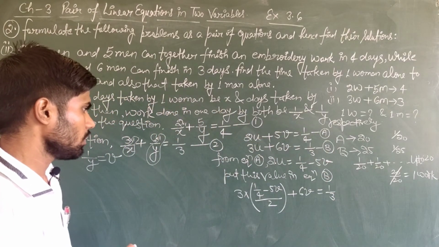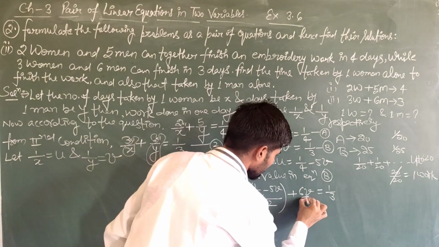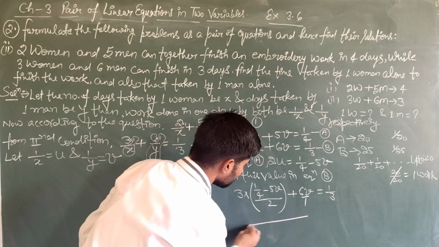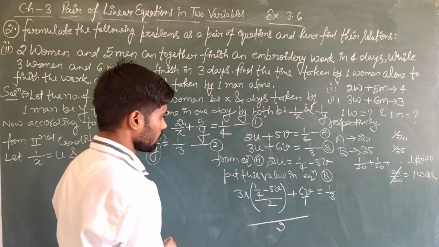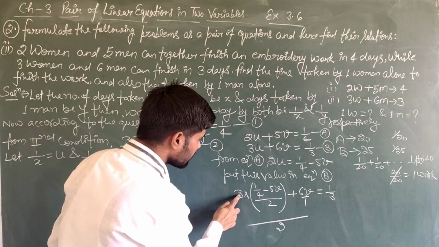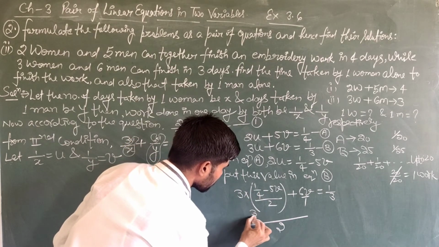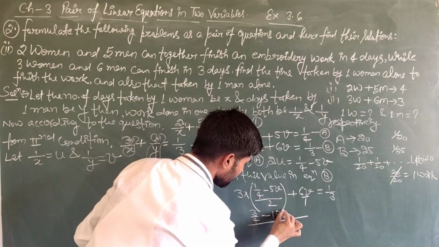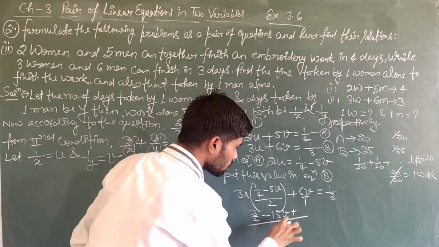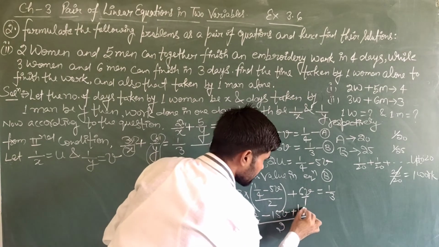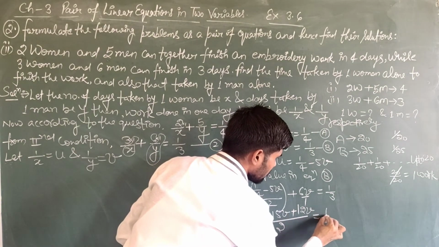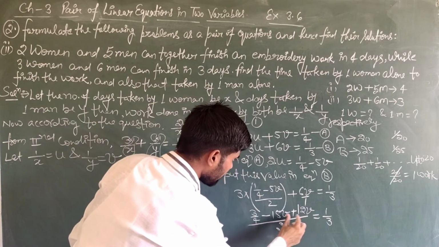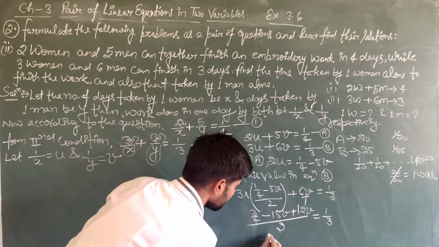Now we can solve. We can take the LCM. We can take 1 as the denominator. LCM will be 2. After multiplying by 3, this will be 3 upon 4 minus 3 5s are 15v plus 1 2s are 2 and 2 6s are 12 is equal to 1 upon 3. This will be 12v minus 15v. This will be minus 3v.